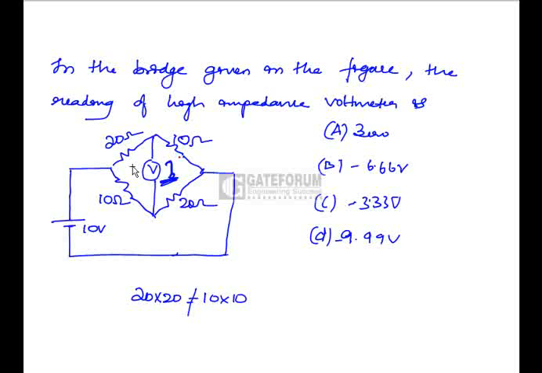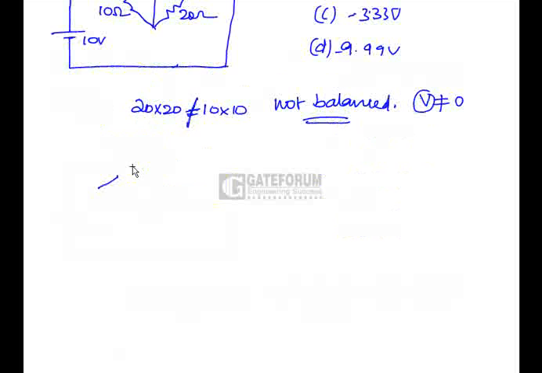If you look at this, the bridge is nothing but a Wheatstone bridge. And the product of opposite impedances is not equal. So the bridge is not a balanced one. If this bridge is not balanced, definitely the voltmeter reading is not equal to 0. Option A is wrong. Now we have to find the voltage across this voltmeter, just like a Thevenin circuit.